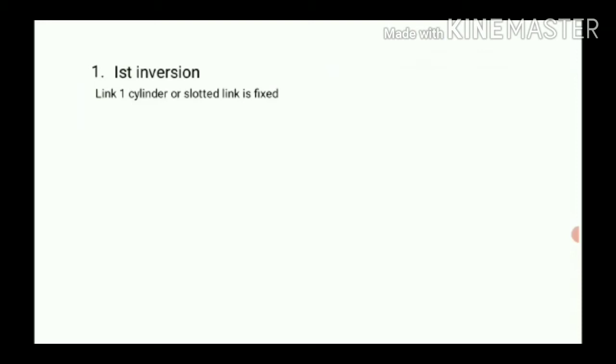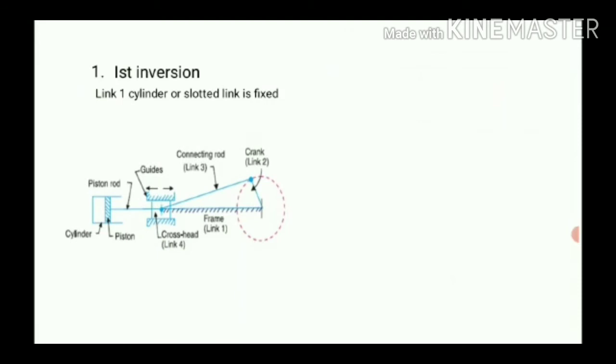Now we will see the inversions of this single slider crank chain mechanism. The first inversion is what? The slotted link or link 1, that is the cylinder or frame, is fixed. That is the basic type of single slider crank chain mechanism. Rotary motion is converted into reciprocating motion and reciprocating motion is converted into rotary motion. This is used in automobiles.